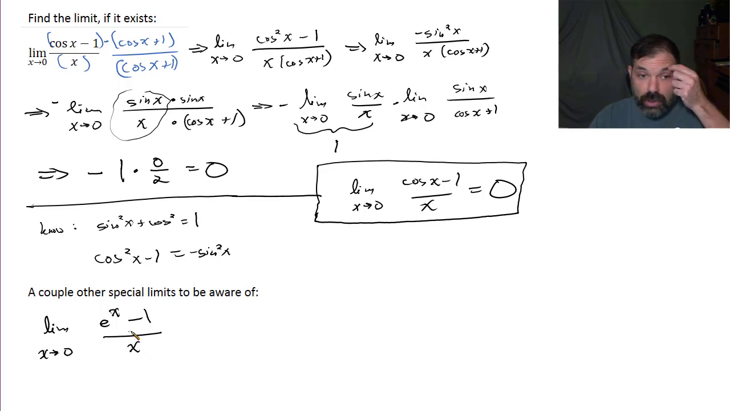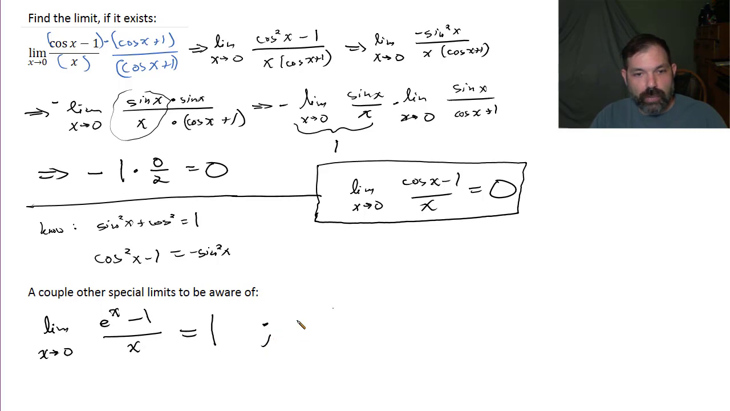If we were to just try a direct substitution, that gives us an indeterminate form, because e to the 0 is 1, 1 minus 1 is 0, and 0 over 0 is indeterminate. But it turns out, and you can try this out on a calculator, if you try to find numerical evidence for this, you'll find that this limit is exactly 1.